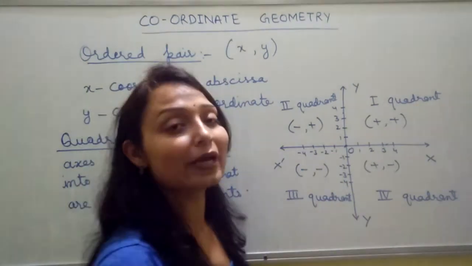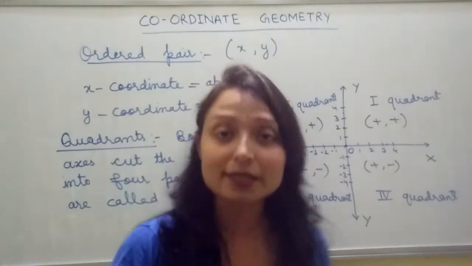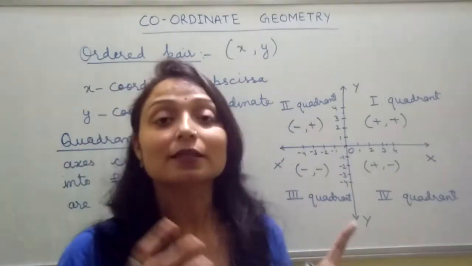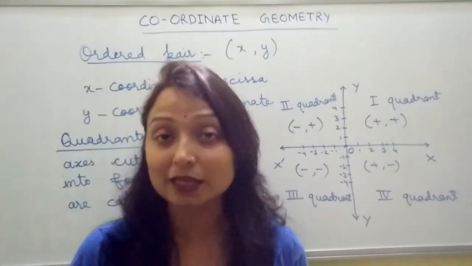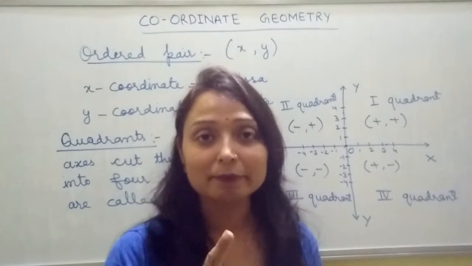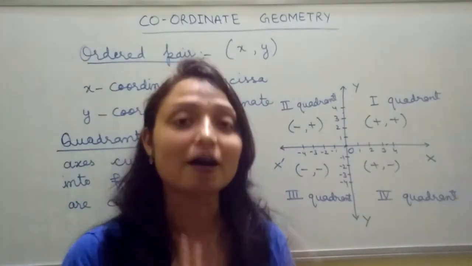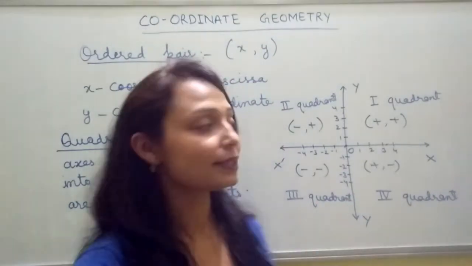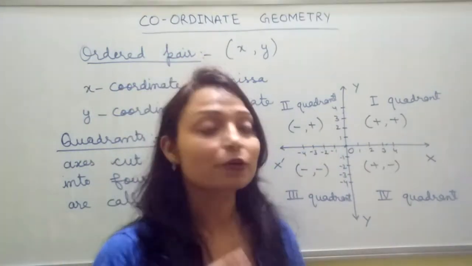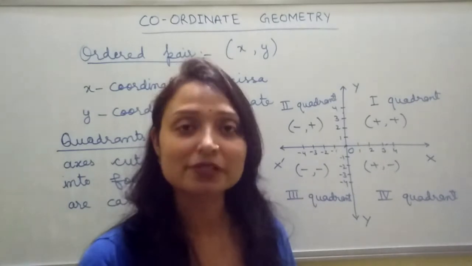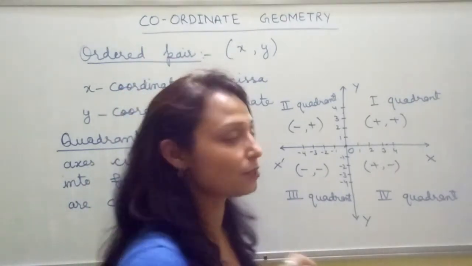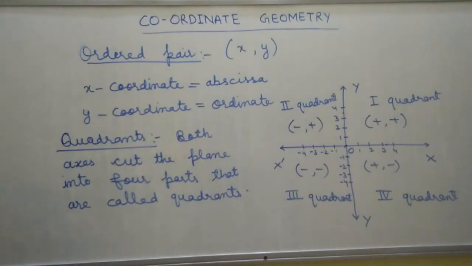Now come to the question. Without a question you can't understand how to plot the points and how to tell the quadrants in which they lie. Before plotting the points, one thing you should remember: you have to use only graph paper to plot a point. This is only a rough sketch for your understanding, but you need graph paper for plotting the points.